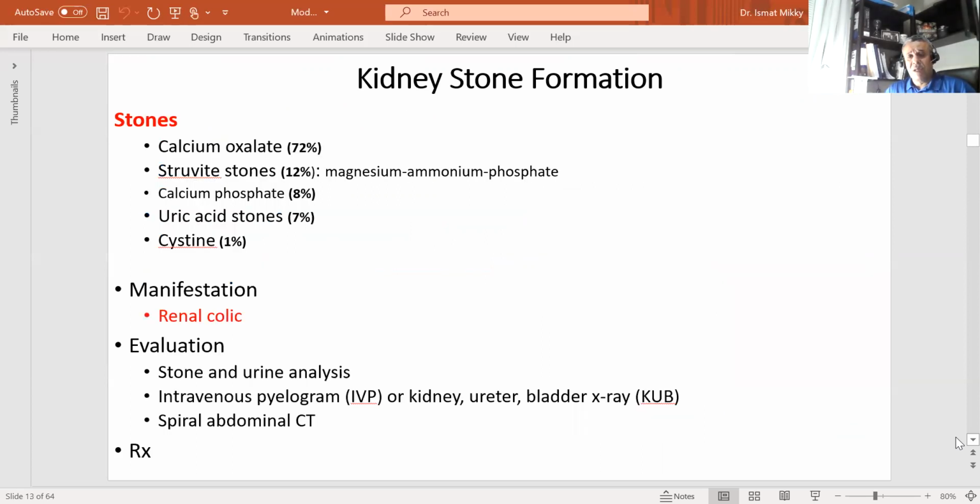So the stones can comprise of calcium oxalate, which is the most common one. Most people with kidney stones develop this type, calcium oxalate. And we have the second one, which counts for about 12%, the struvite stones, which is composed of three minerals: magnesium, ammonium, and phosphate. And then we have calcium phosphate, and then uric acid stones, and the cystine stones.